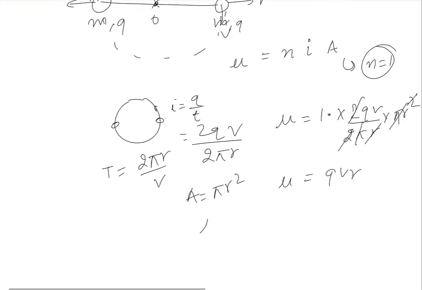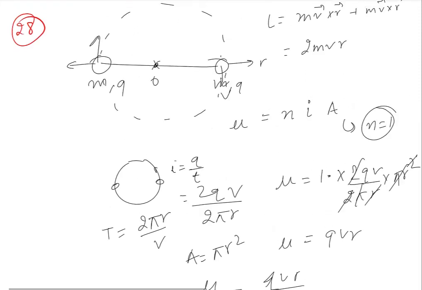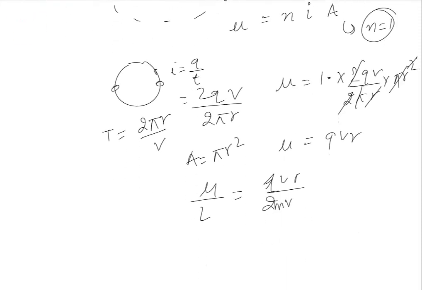So what's the ratio of mu over L? qvr over 2mvr. vr gets cancelled, and answer is q over 2m. That is option number A.